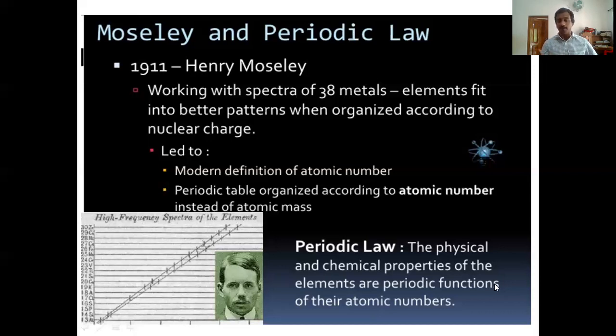What is Mendeleev's periodic law? The physical and chemical properties of the elements are periodic functions of their atomic mass. But Moseley's periodic law or modern periodic law states that the physical and chemical properties of the elements are periodic functions of their atomic numbers. So you have to learn it by heart. It is an important law. It is the basis of the modern periodic table.